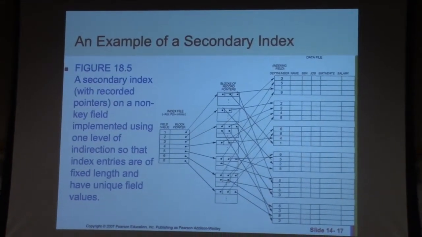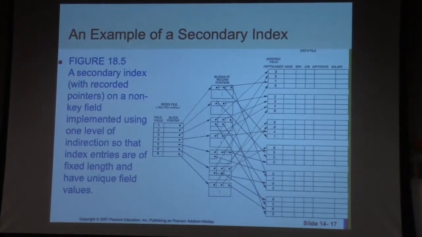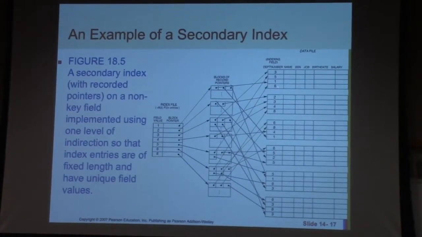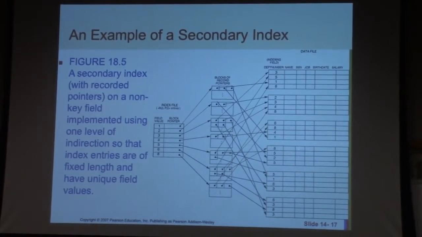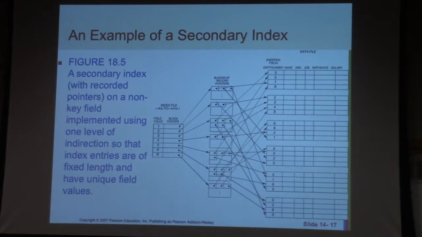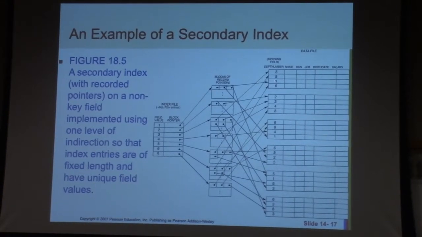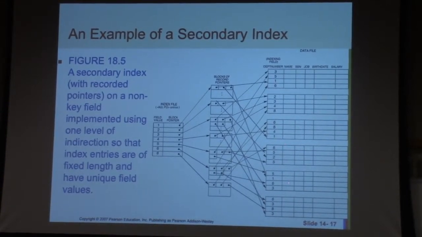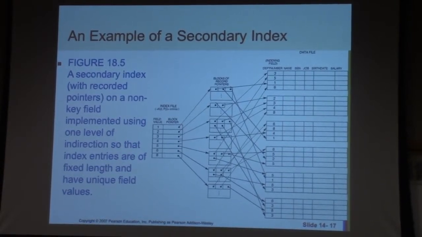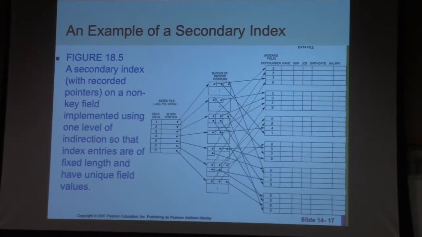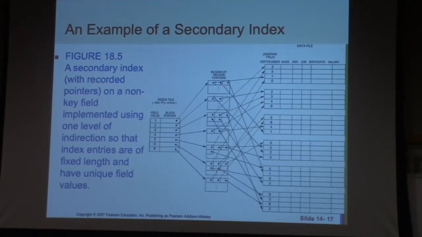Sometimes it's not a key and the file is unordered. It's an unordered data file but non-key, which means there is one department number appearing multiple times. So how many is 1? 1, 2, 3.